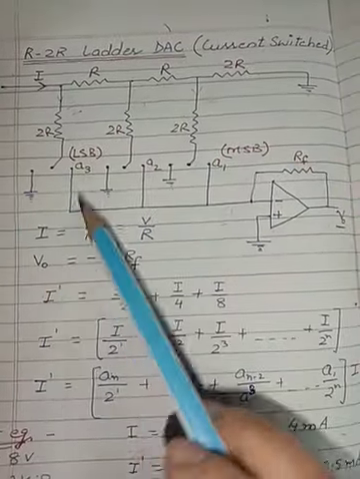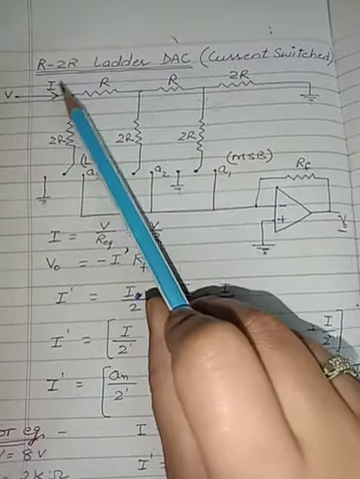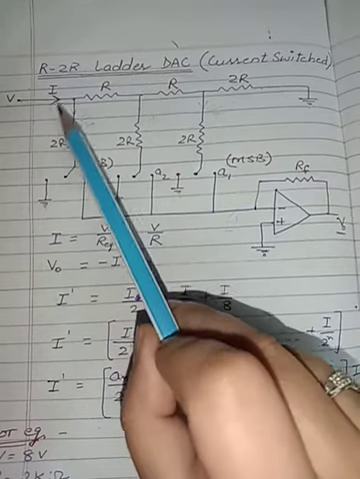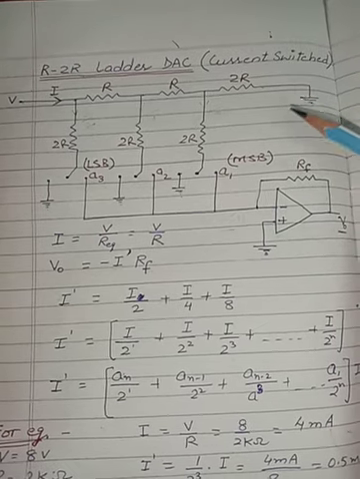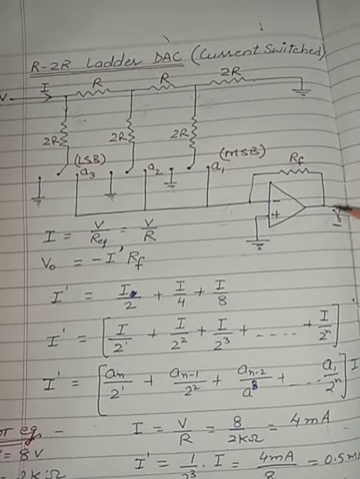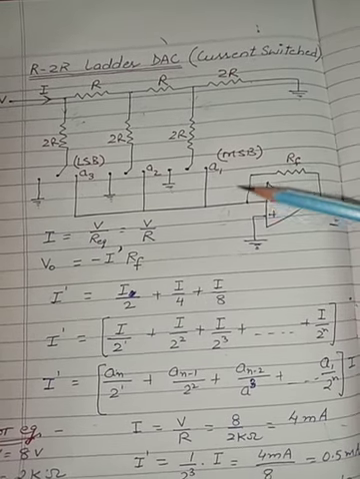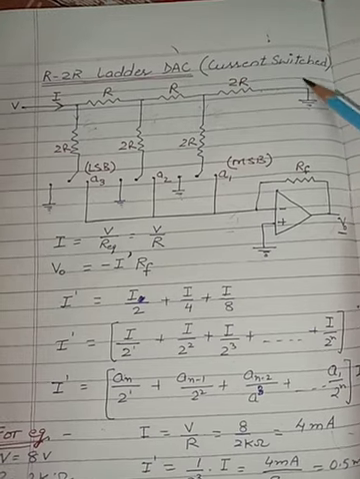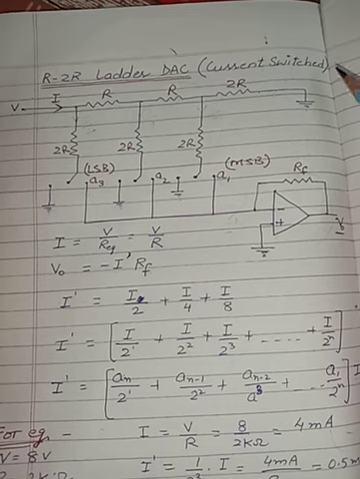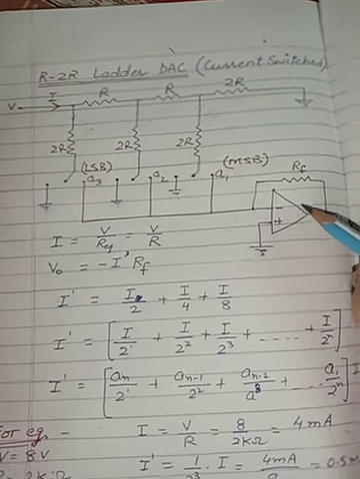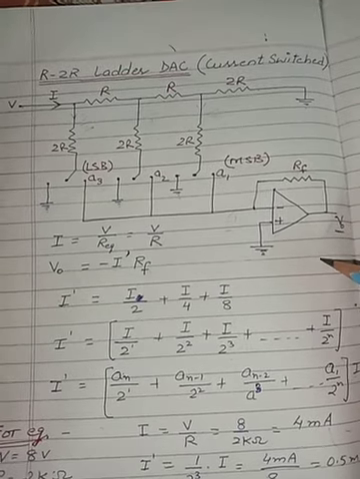So here you can see the circuit diagram for the current switched R-2R ladder digital to analog converter. The main difference between the current switched and the voltage switched circuits is this part of the circuit, where we have the operational amplifier with the negative feedback resistance connected over here instead of the ground in the voltage switched network. And here in the voltage switched circuit, we would give the reference voltage.